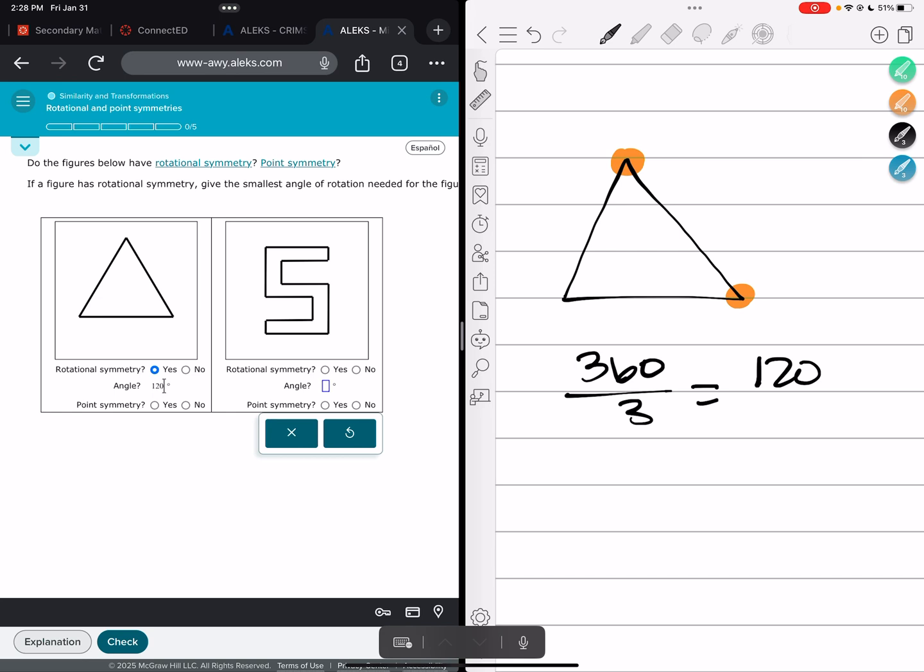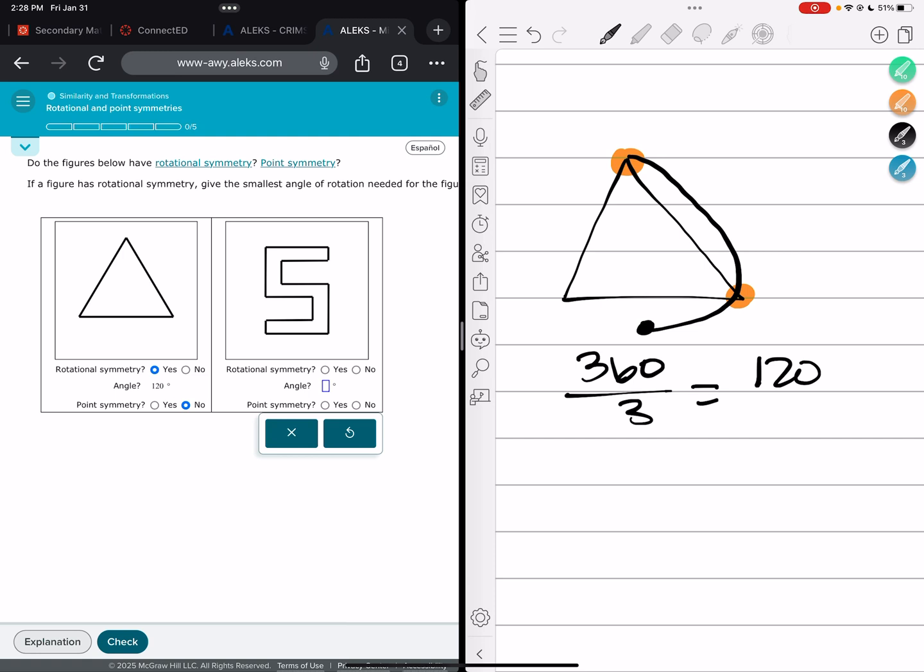There it goes, 120. Okay, then point symmetry. If I take the triangle and rotate it 180 degrees, that means the point would be here on the bottom. So that doesn't work. So that would be no, it does not have point symmetry.